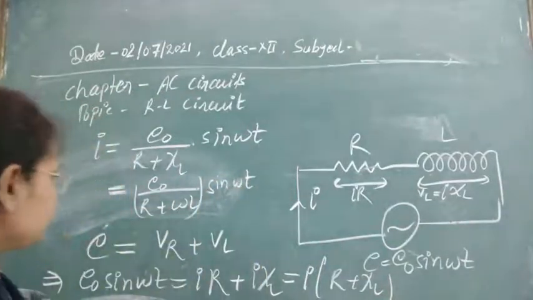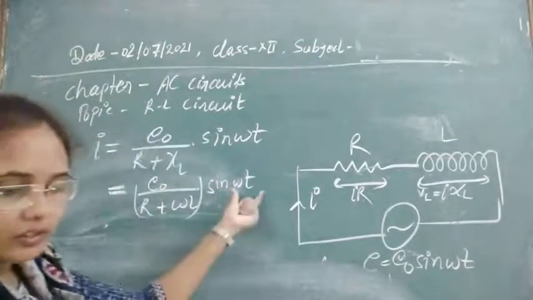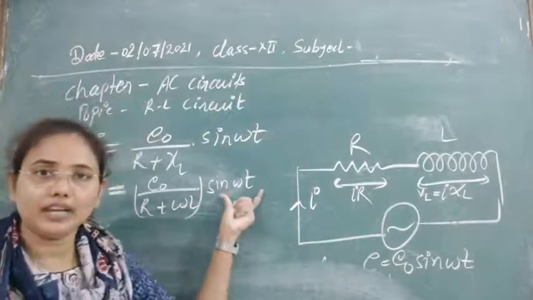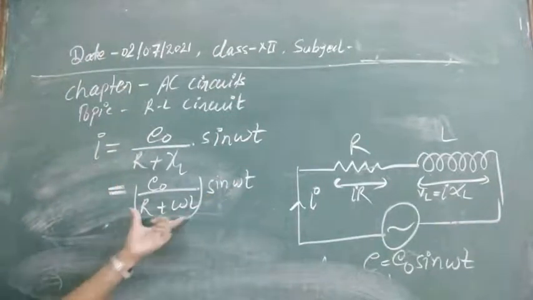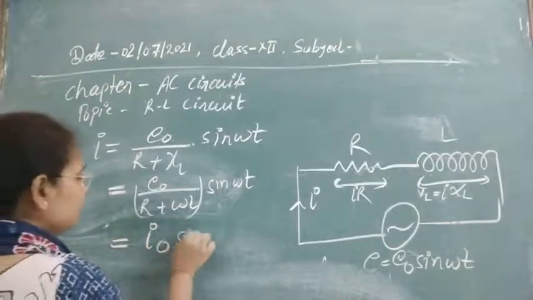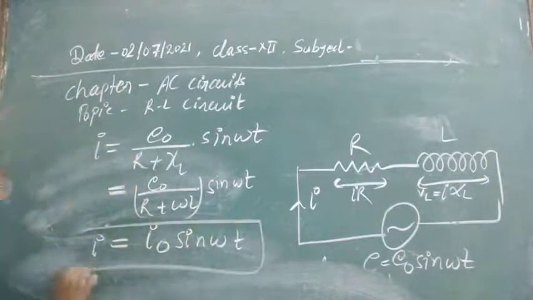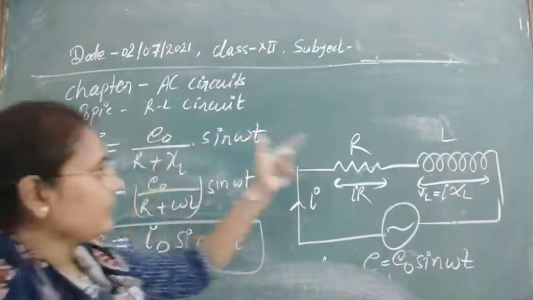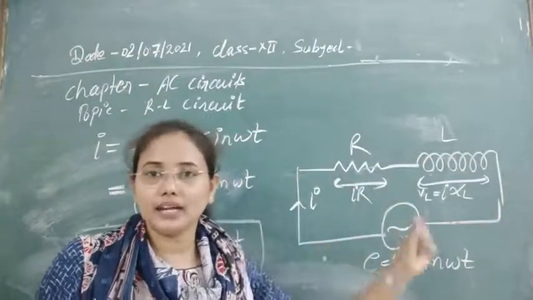Now in place of this bracket term we can also write I0, because whenever omega t has the maximum value, that is sine 90, then in this case this will be the maximum value of current, and this can be denoted by I0, and this is sine omega t, which is the instantaneous value of the current for the inductive and resistive circuit here. So this is also called the resistive inductive circuit.